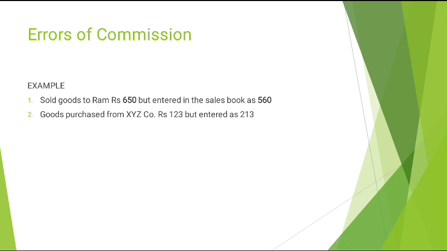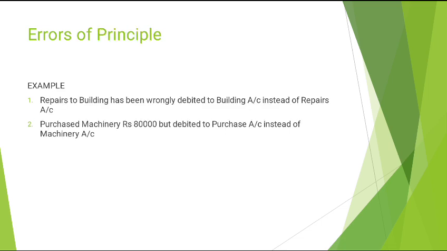Example number 1 is sold goods to Ram rupees 650 but entered in the sales book as 560. Another example is goods purchased from XYZ company is rupees 123 but entered as 213. This kind of errors is called errors of commission. Now we are moving to the next type of errors, errors of principle.